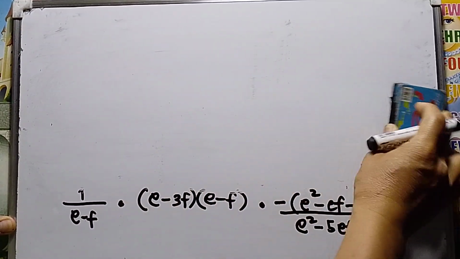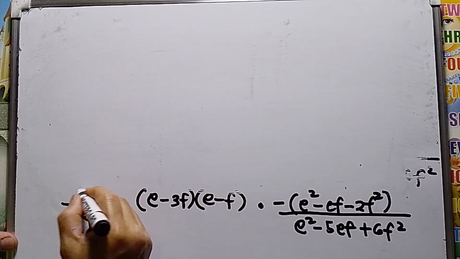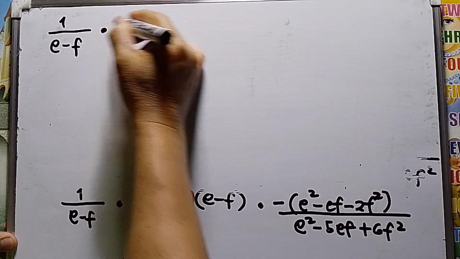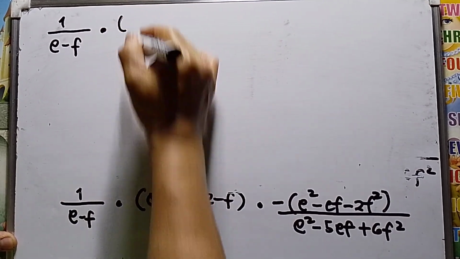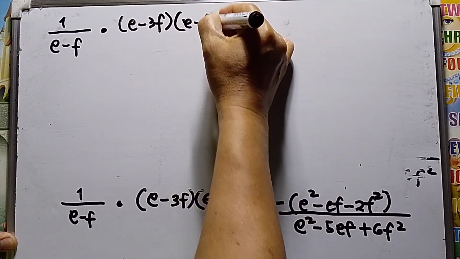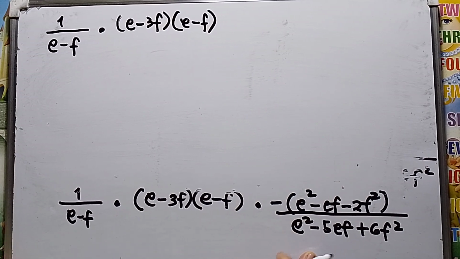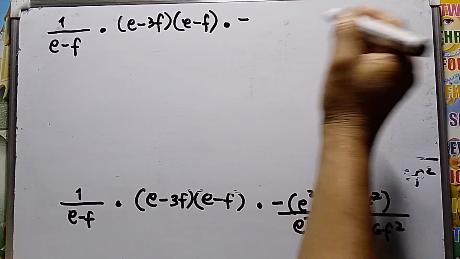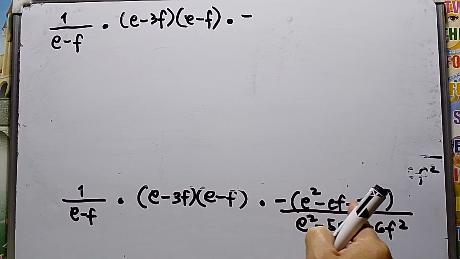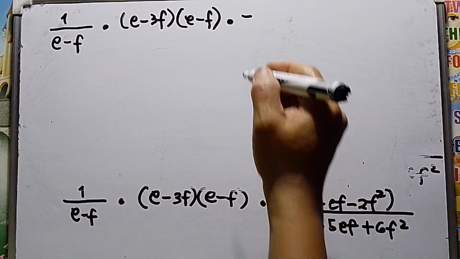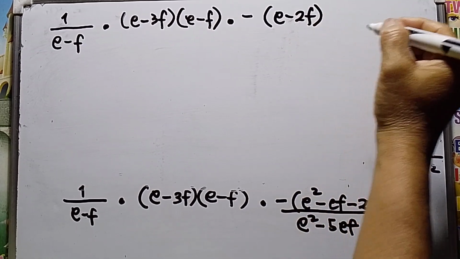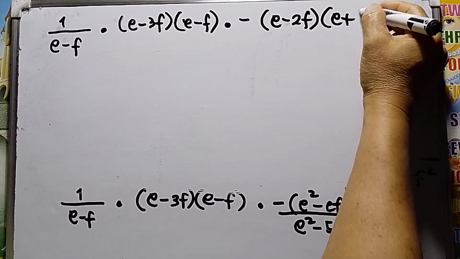Okay. So to continue, this will be 1 over e minus f. Then this will be times. Factors of the numerator of the second fraction will be e minus 3f, then I have e minus f. Then for the third fraction, this will be negative. Factors of e squared minus ef minus 2f squared. So it should be e minus 2f, then e plus f. Okay, let us check.